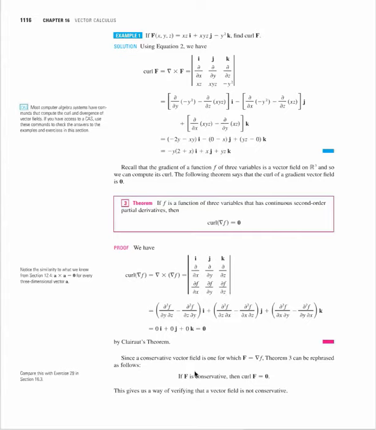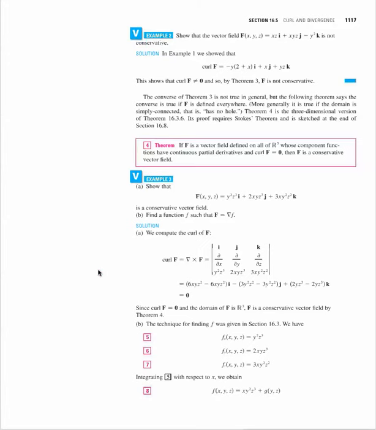That means that if f is a conservative vector field, its curl is 0. This is one way of identifying when a vector field is or is not conservative, by taking its curl and seeing whether or not it's 0. And example 2 shows that in action. Theorem 4 says what I just said. If we have a vector field whose curl is 0, then it is conservative.